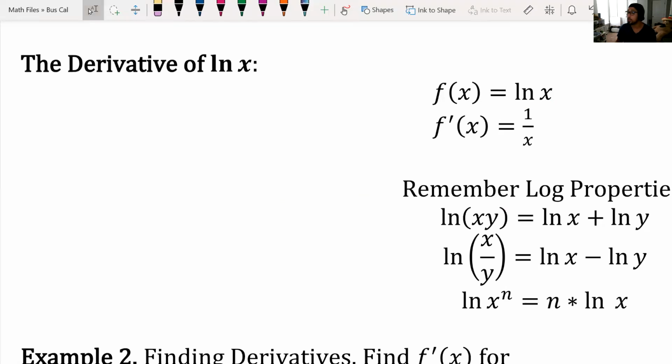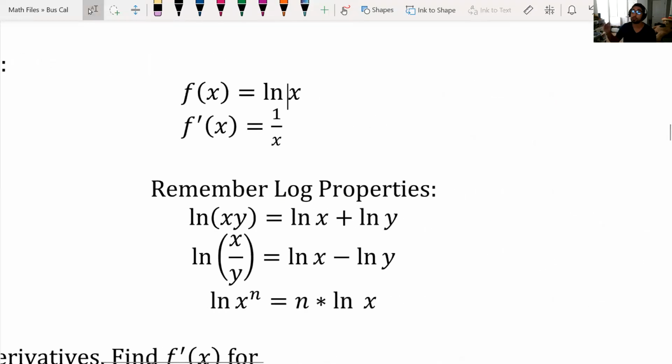So remember these 3 log properties from your last class? These are the 3 main log properties that will stick with you forever. First is the product to sum. If you have the product of 2 terms inside your logarithm, then you can separate them by addition. So the natural log of x times y is the same as the natural log of x plus the natural log of y. So this was, what did I say? Product to sum.